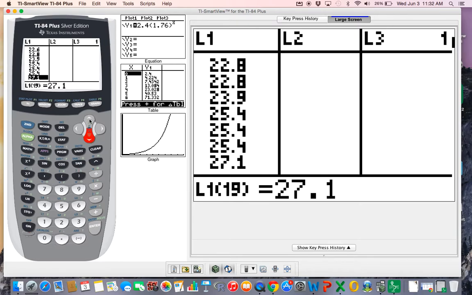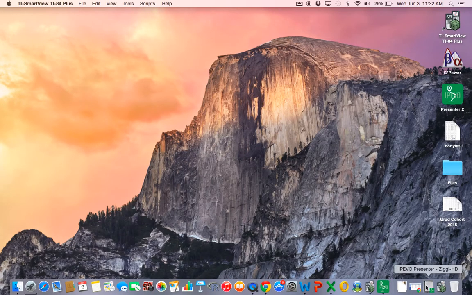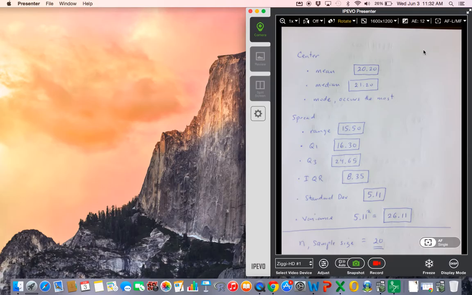Well, for some reason my calculator has stopped. It has completely locked up. Don't know what's going on there. But we'll try to get that back.